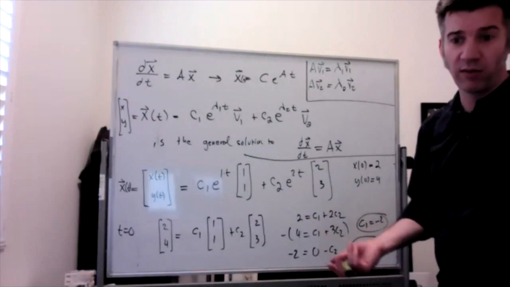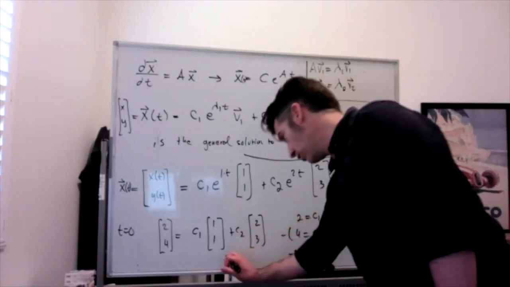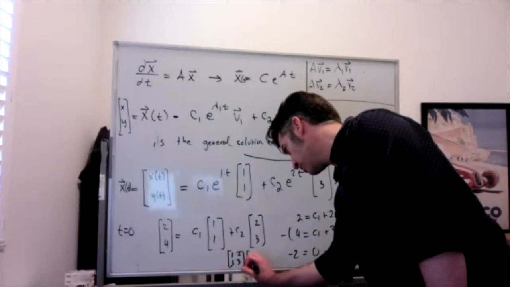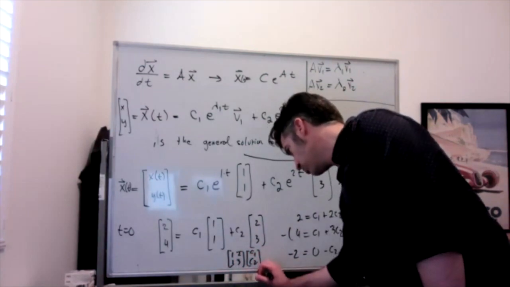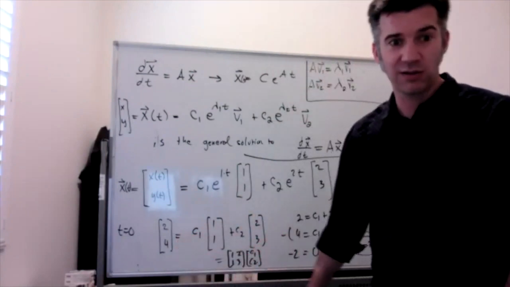Really, though, do whatever works best for you. Some people like to write this as a matrix. You can do 1, 2, 1, 3 times C1, C2 equal to that, and then multiply both sides by the inverse of this matrix, whatever floats your boat.